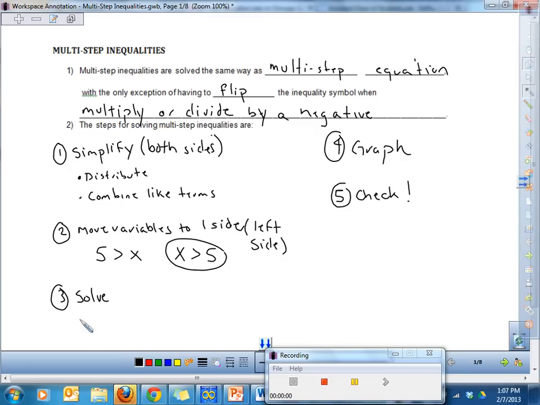The next thing you want to do is solve. Remember, when you solve, you're undoing operations. When you are at this step, I want you to think about, do I need to flip? Ask yourself that question. Do I need to flip the sign? Our fourth step is going to be to graph, and then our last step is going to be check our solution, and we'll talk about how to do that.